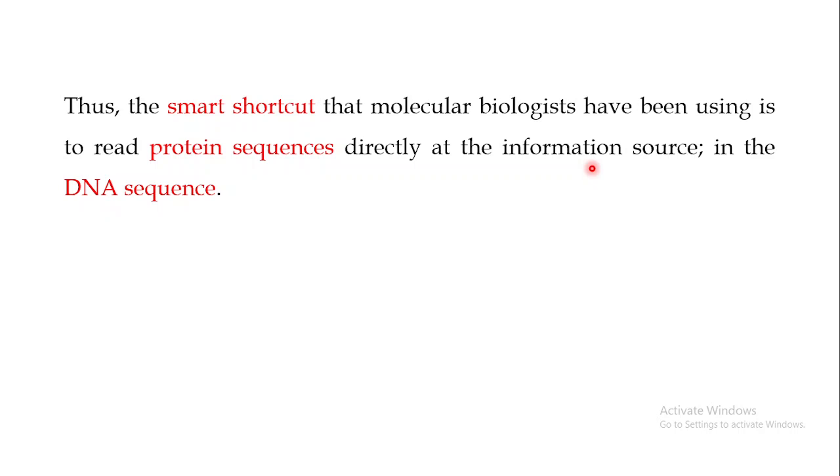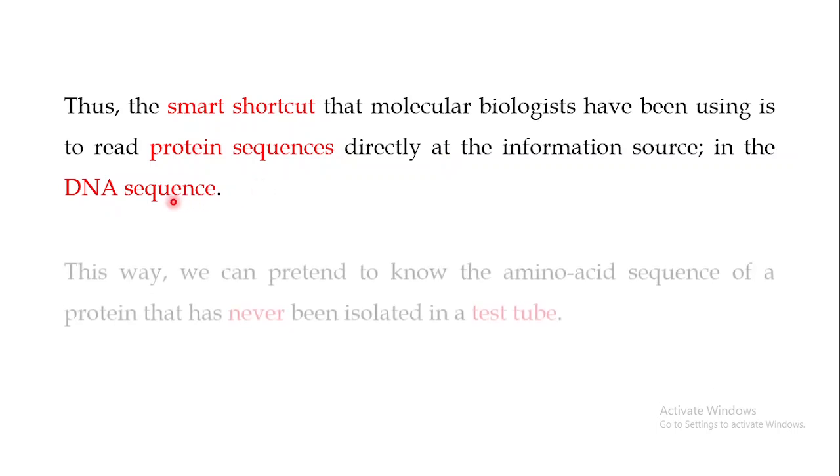The codons that are encoded in the DNA, the translation machinery is reading these codons and then you are going to get the primary sequence of a protein. So what the molecular biologists do is that they are going to read these codons and directly find out the protein sequences that these DNA codons can code for.